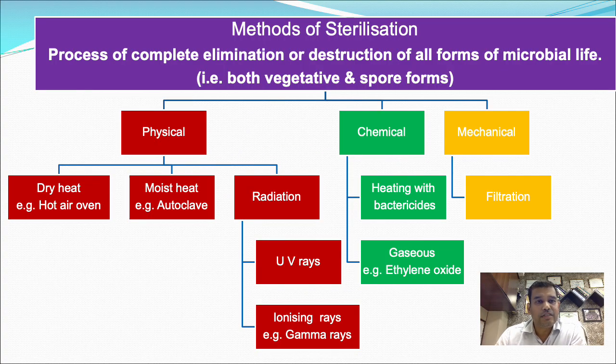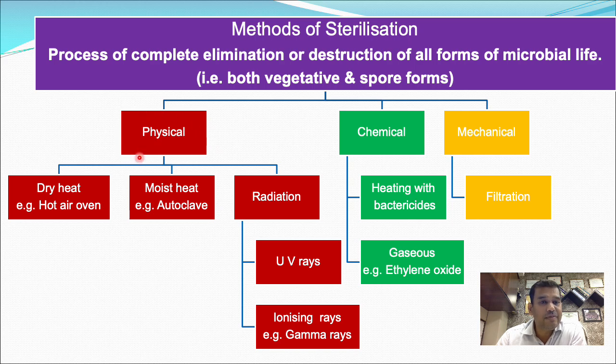Methods of sterilization. What is sterilization? Sterilization is the process of complete elimination or destruction of all forms of microbial life. That means it includes all the bacteria, pathogenic and non-pathogenic, fungi, mycobacterium, all types of viruses, and including spores. In low level and high level disinfection, spores were not destroyed, but when the spores are destroyed, you call it sterilization, because you remove all microbial life.